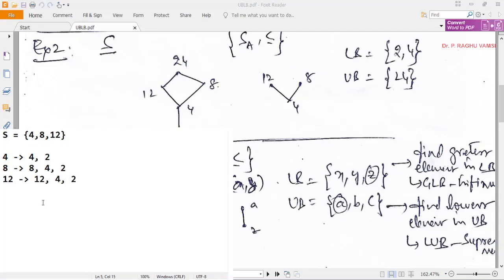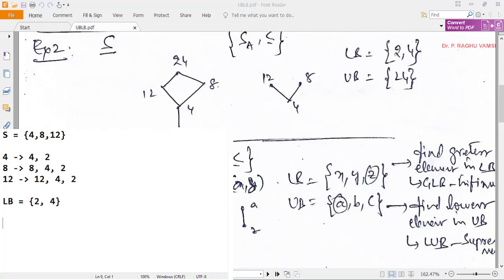Below 4, 2 is there. So what is the common element in 4, 8, and 12? What is the common element available in 4, 8, and 12? In 4, there are 2, 4; in 8, 2, 4; and in 12, 2, 4. So this is the lower bound: 2, 4.